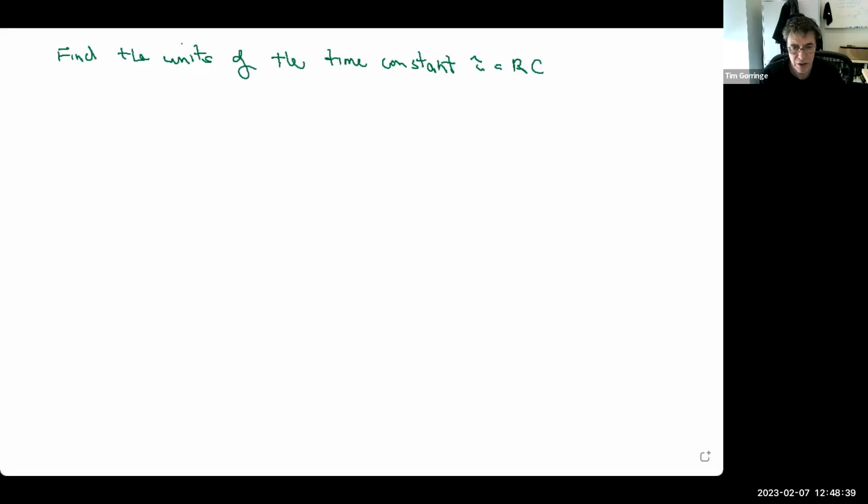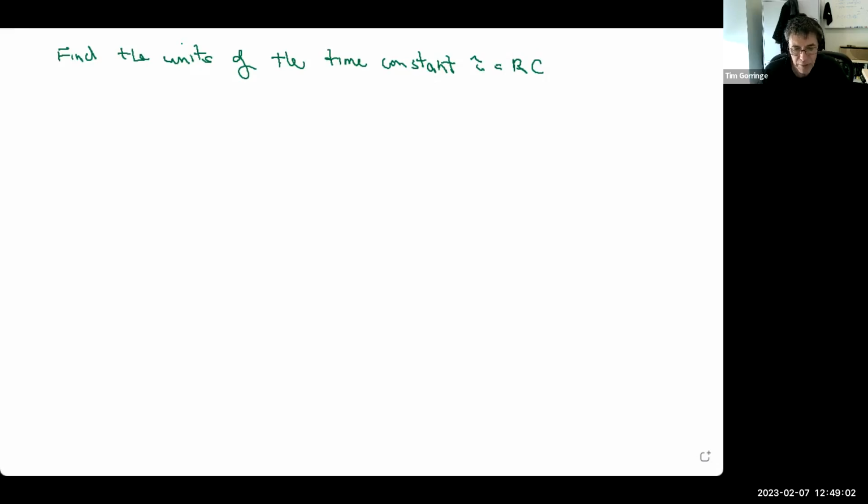In this question, we're asked to figure out the dimensions or the units of RC. It's interesting that the dimensions or units of RC are time, seconds, but when I think of RC, it doesn't really look like the units would be time. But we're going to show they are.